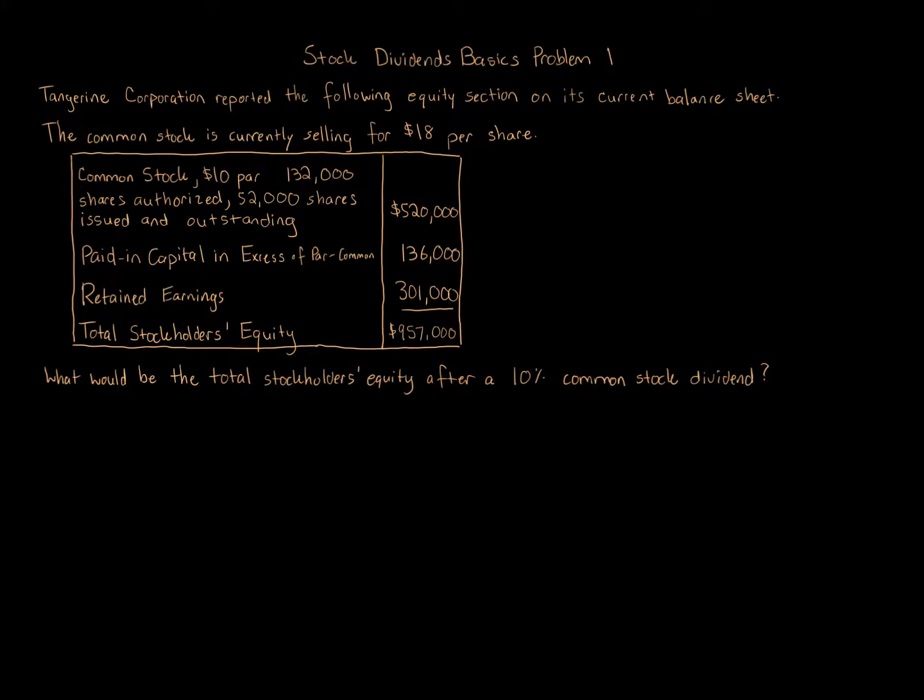Stock Dividends Basics Problem 1. Tangerine Corporation reported the following equity section on its current balance sheet. The common stock is currently selling for $18 per share. Common stock, $10 par, 132,000 shares authorized, 52,000 shares issued and outstanding, $520,000. Paid in capital in excess of par common, $136,000. Retained earnings, $301,000. Total stockholders' equity, $957,000. What would be the total stockholders' equity after a 10% common stock dividend?